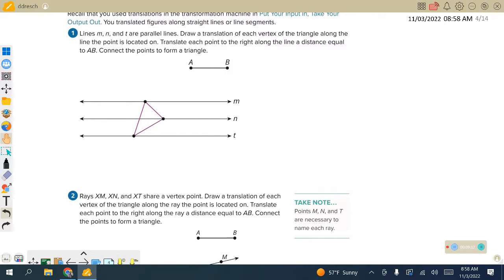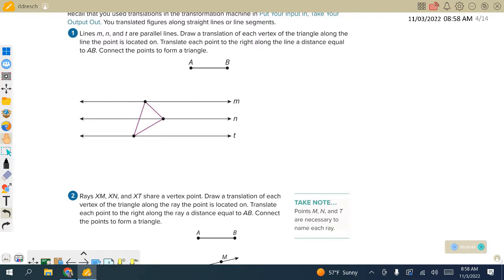Okay, we've got ourselves back to these parallel lines and a triangle on those parallel lines. And what we want to do on that first question, this is where our book kind of leads us, is draw a translation of each vertex, so each point of that triangle, along the line the point is located on. So we want to take this top point, take along M, and we want to translate each point to the right along a line of distance equal to the segment AB.